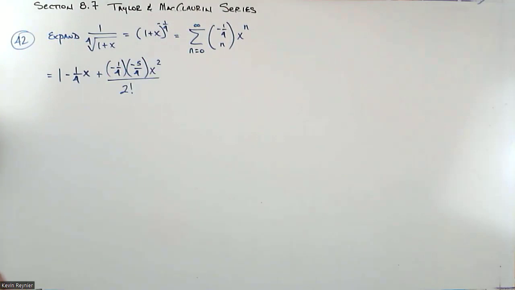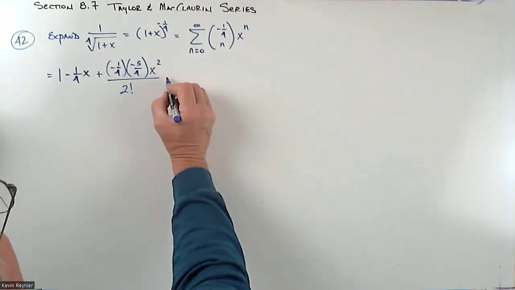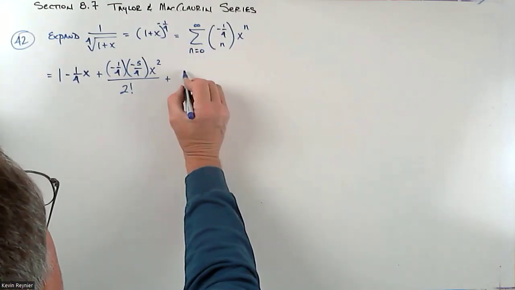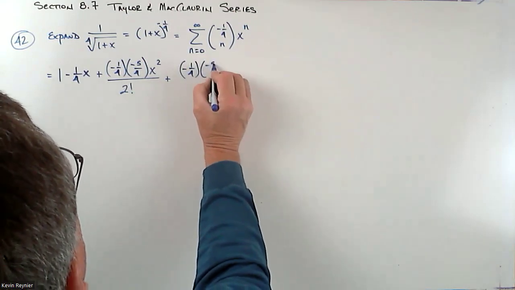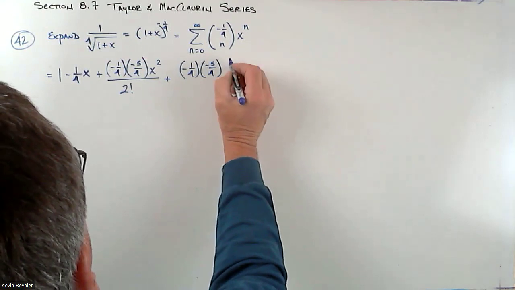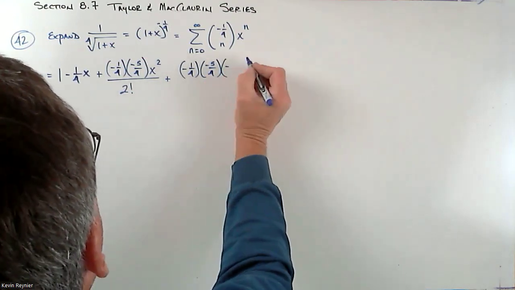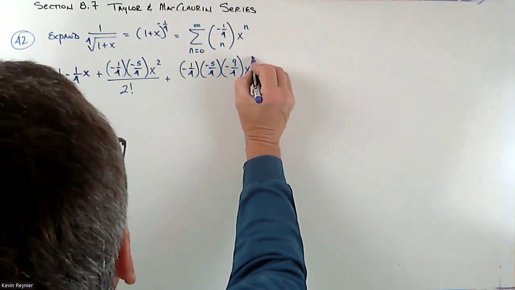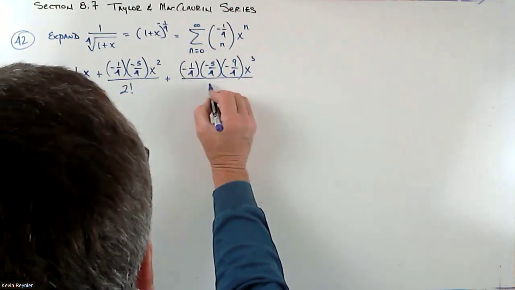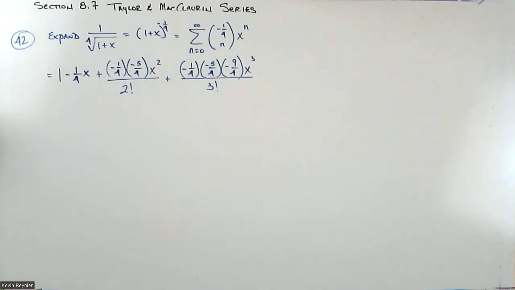This is just the same combinatoric we wrote down when I worked on the previous power series expansion problem. I think that was problem 24. So what's our next term going to be? It's going to be plus negative 1/4, of course. Then we get negative 5/4 because we take away 1. Then we take away another 1, so we get negative 9/4, x cubed, all divided by 3 factorial.